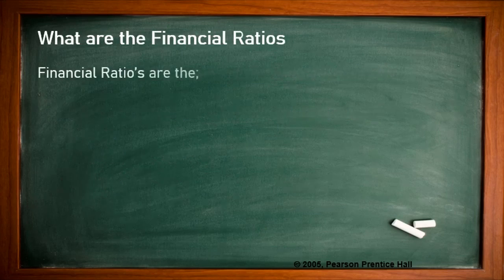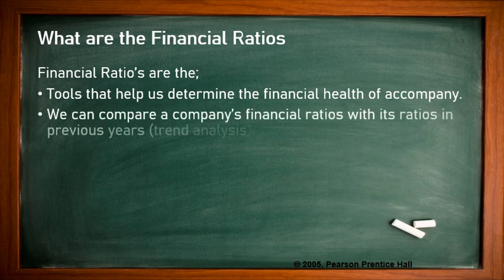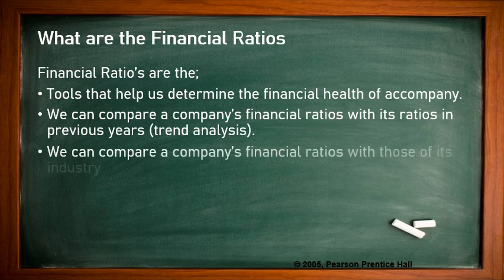Also important to note, financial ratios are the tool that helps to determine the financial health of the company. The second thing is that we can compare a company's financial ratio with its ratio in the previous years. This is known as trend analysis. What was before, what is happening now, and what would be in future. We can determine everything this way. We can compare a company's financial ratio with those of its competitors.